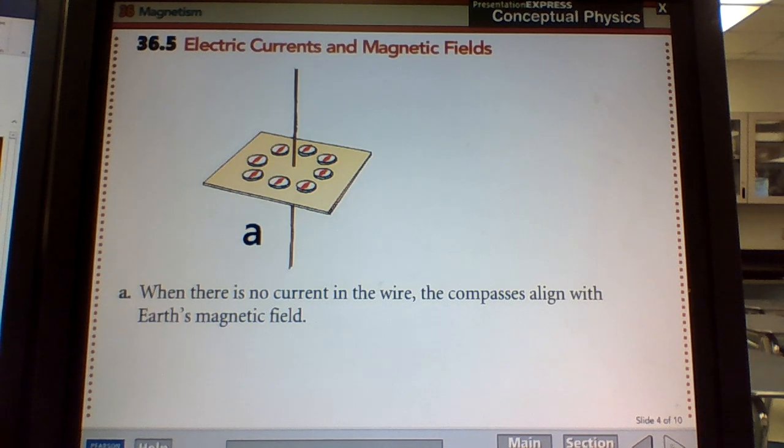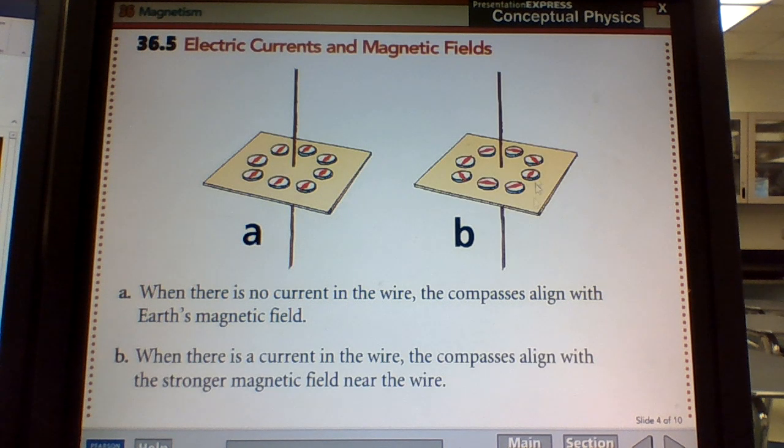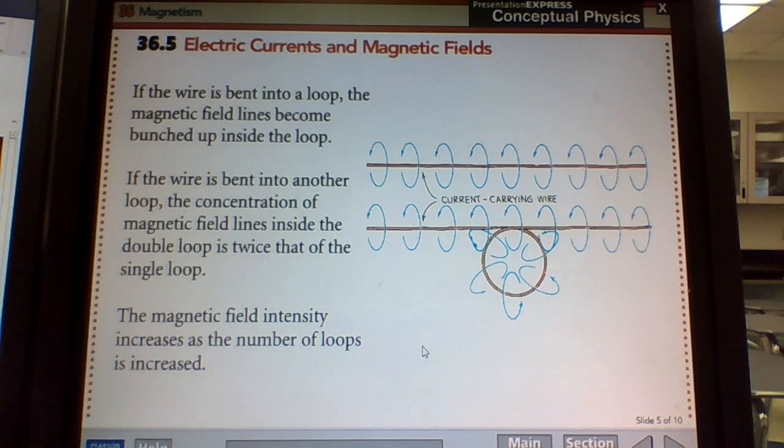And so here we have that wire that has no current passing through it. And here we have the wire that does have electricity passing through it. We can see that the directions of the compasses change everywhere. Here, they're just aligned with the Earth's magnetic field. Now, if I have a current carrying wire, we have the arrangement of these little loops that show the magnetic field lines.